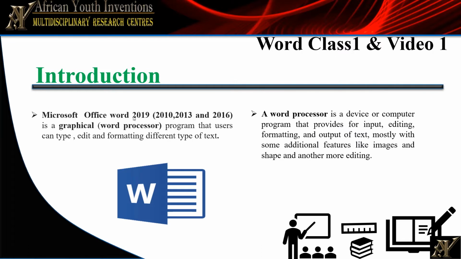What is Microsoft Office Word? Microsoft Office Word is a graphic program in which the user can type, edit, and format different types of text. What is a word processor? A word processor is a device or a computer program that provides for input, editing, formatting, and output of text, mostly with some additional features like images, shapes, and more editing.